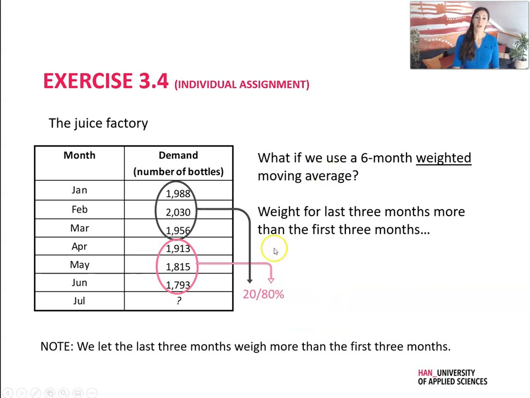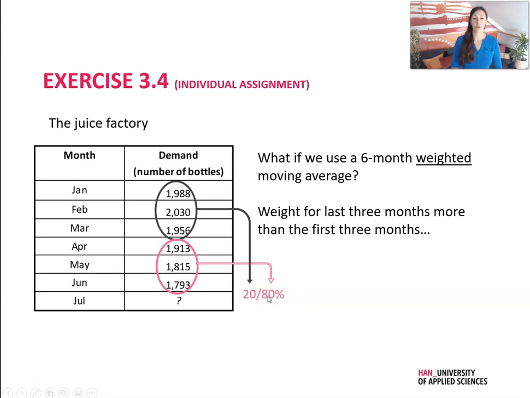In this case, we're going to say for the oldest 3 months, we'll give a 20% weight. They're going to be only 20% important to us. The last 3 months will be much more important. They will be 80% important to us. So we give them an 80% weight.